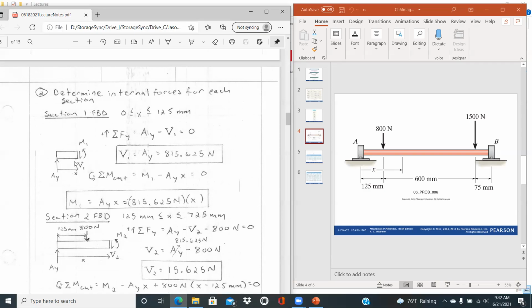And so what we're seeing is that V1 is a constant throughout that first section, but the internal moment varies linearly with respect to X. What that's really saying is that cut could occur anywhere between where our reaction at A is and where that 800 Newton force is applied. And that gives us a relationship for our moment as a function of X. And so there's our V1, and M1 is AY times X. AY was solved on the last pages, 815.625 Newtons. So there's our M1.